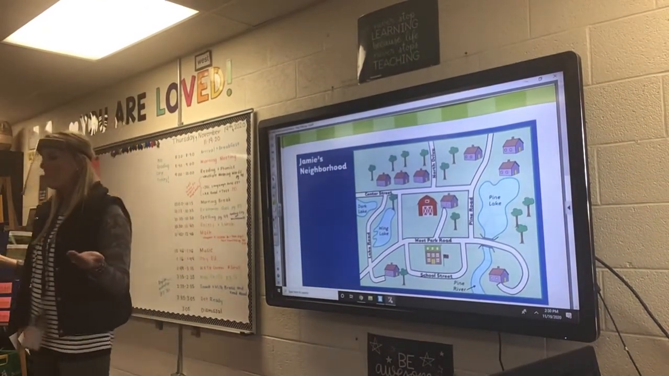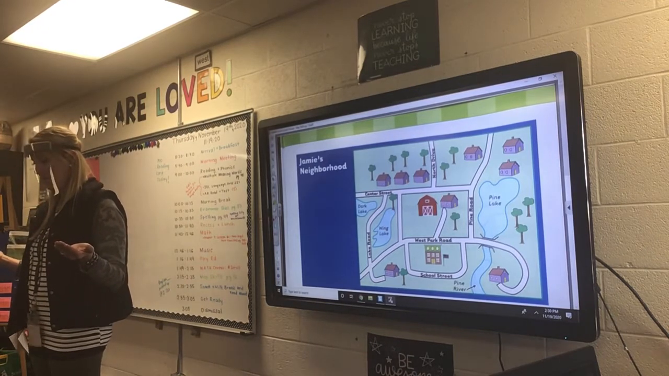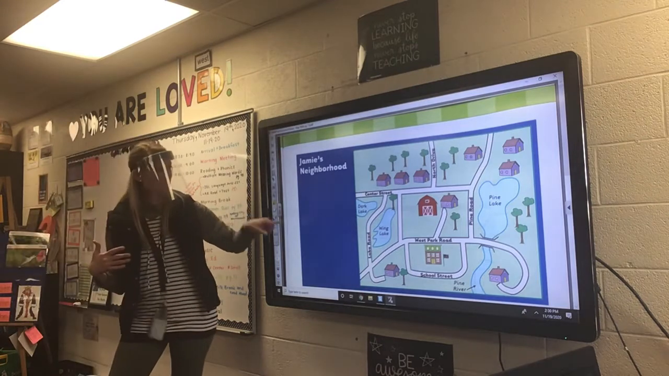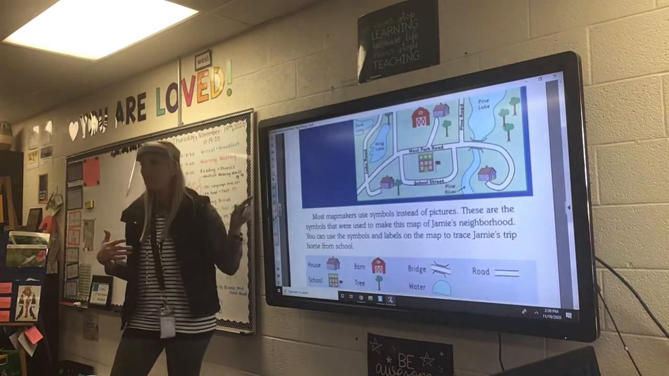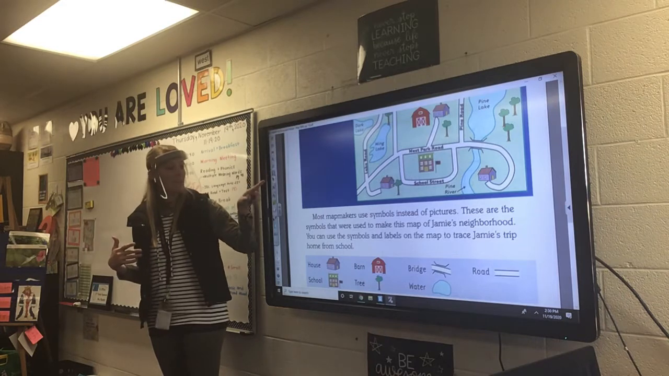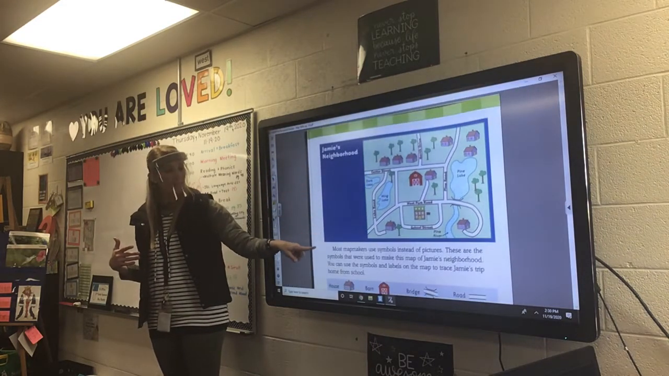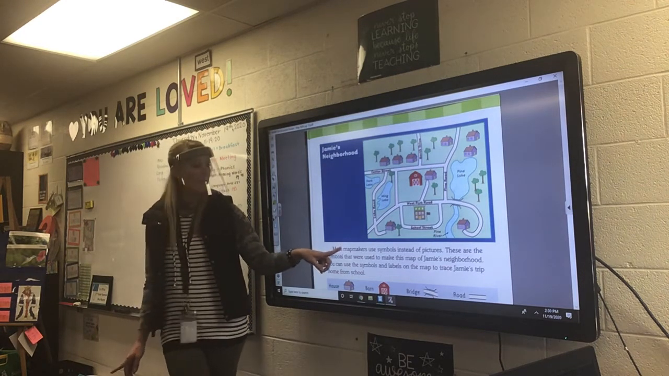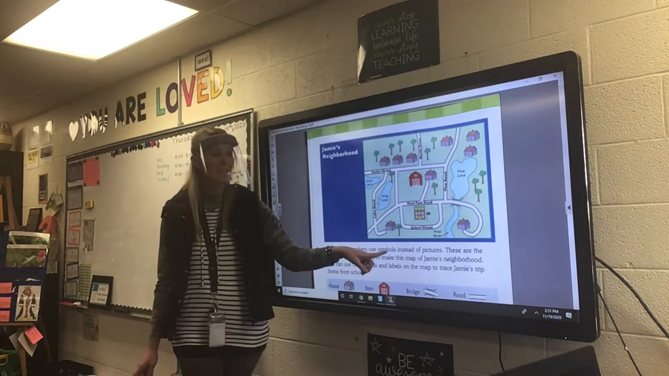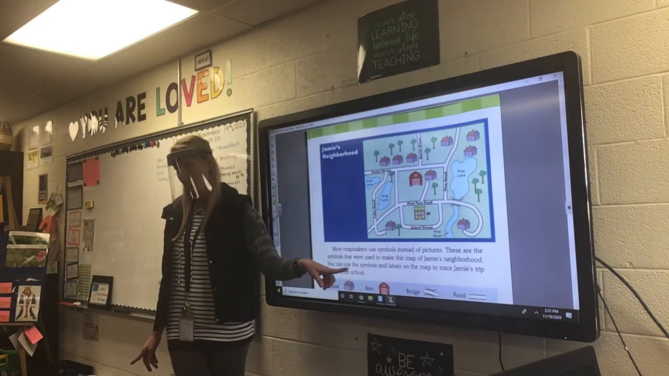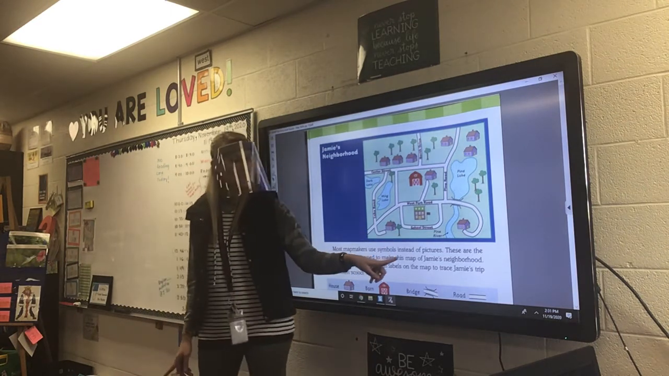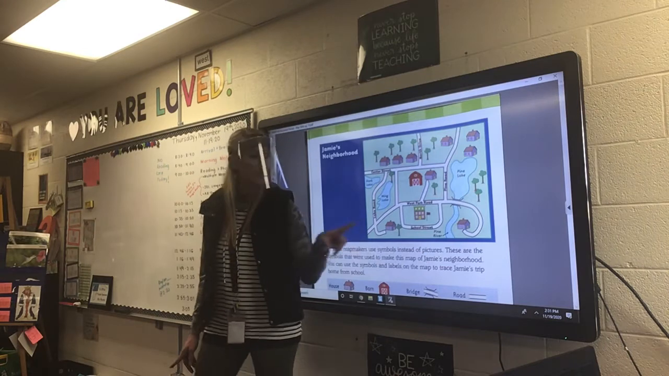We've been talking about map symbols. Now today we are going to learn a little bit more about them. On this page, under the map, it says most map makers use symbols instead of pictures. These are symbols that were used to make this map of Jamie's neighborhood.